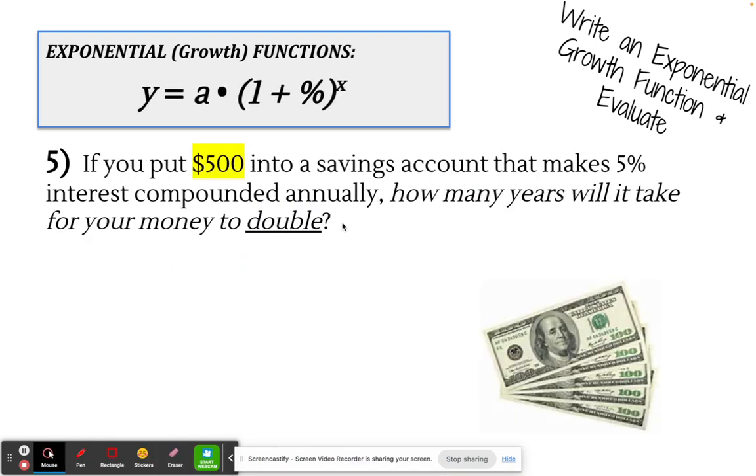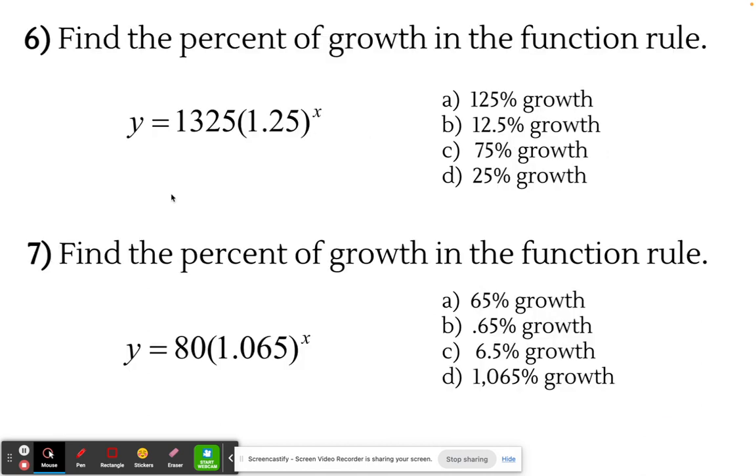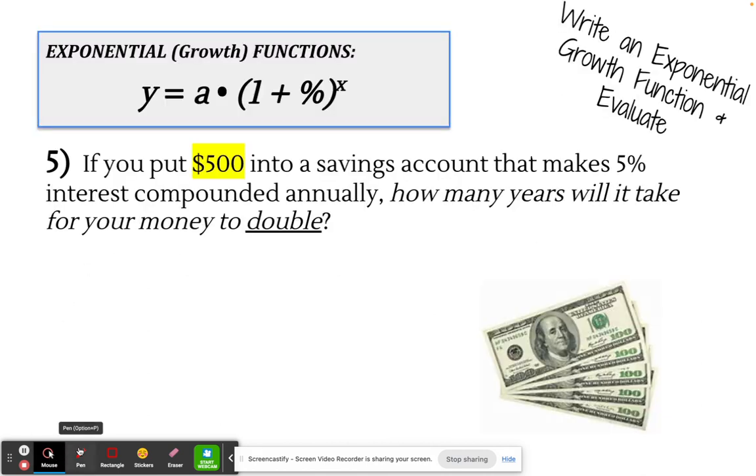Okay, this one is a little bit different. It says we're putting $500 in our bank account that makes 5% interest compounded annually. How many years will it take? So in this case, we're trying to find our x. We want to know our time periods. How many years will it take for our money to double? We know where we're going. We know we want it to double.